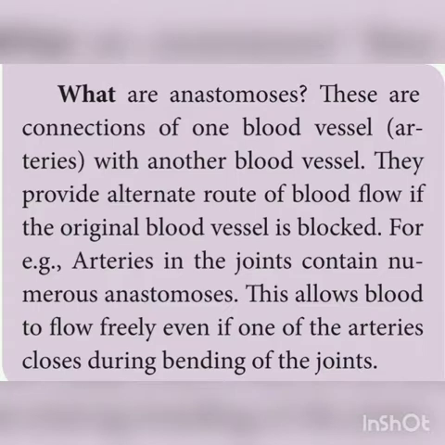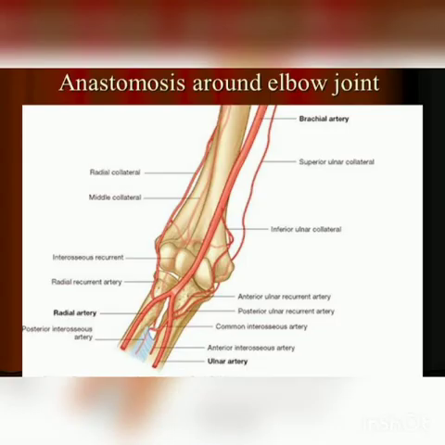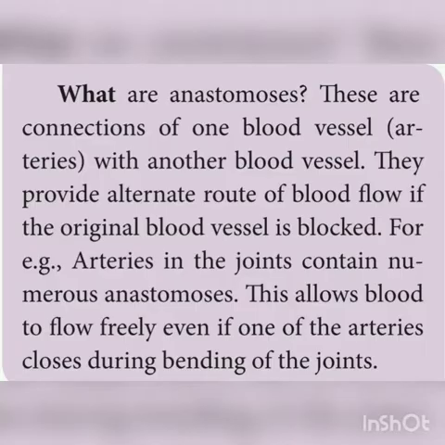What is anastomosis? Anastomosis is nothing but the connection of one blood vessel with another blood vessel. They provide an alternative route of blood flow if the original blood vessel is blocked. For example, the arteries in the joints contain numerous anastomoses, which allows blood to flow freely even if one of the arteries closes during bending of the joints. So anastomosis is a connection of a blood vessel with another blood vessel, that means an artery with another artery.